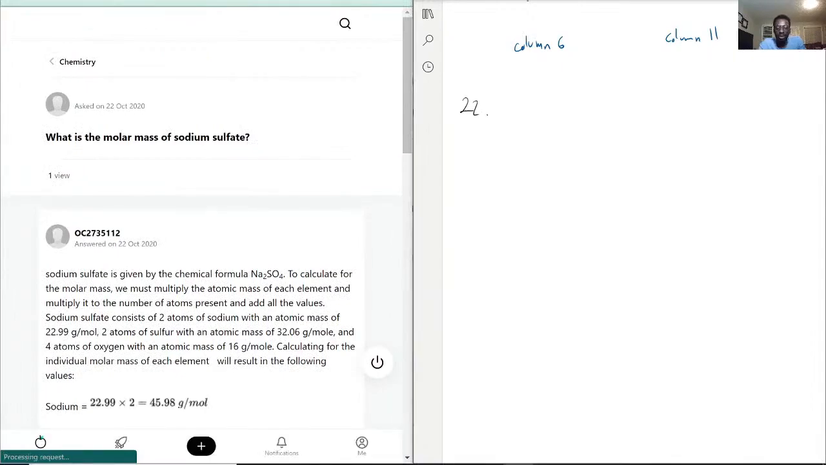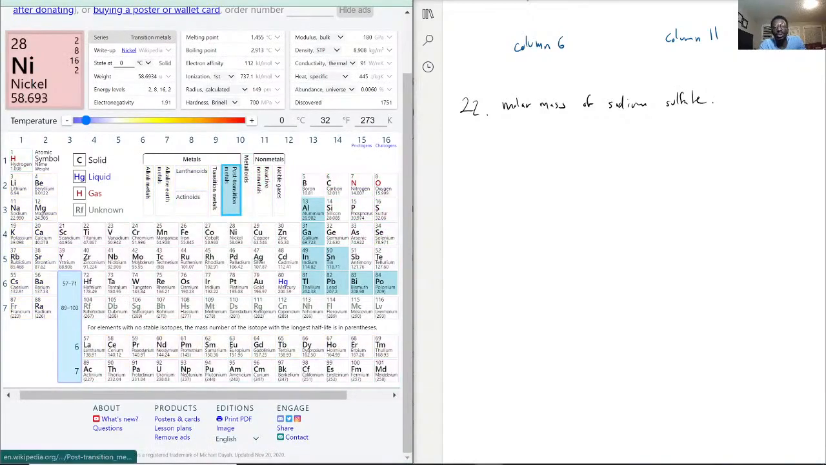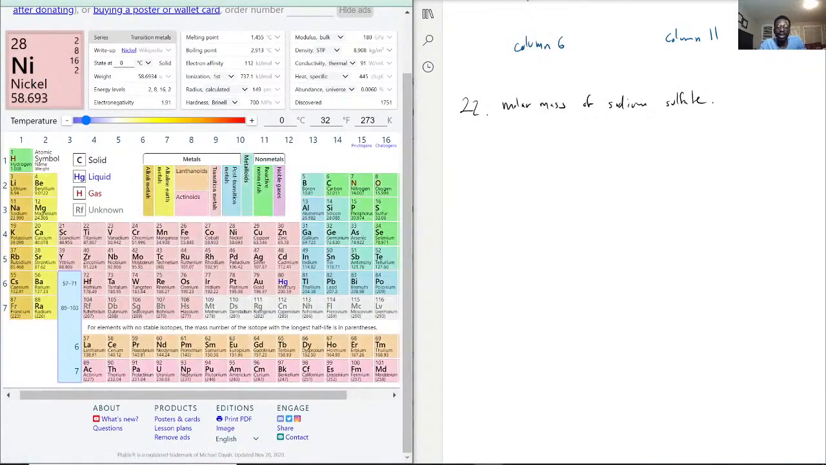Okay. What is the molar mass of sodium sulfate? To find this, kind of like what we did earlier, we first need to figure out what exactly sodium sulfate is. At least we know this part here, sodium, which is just Na. This is going to be our metal component.